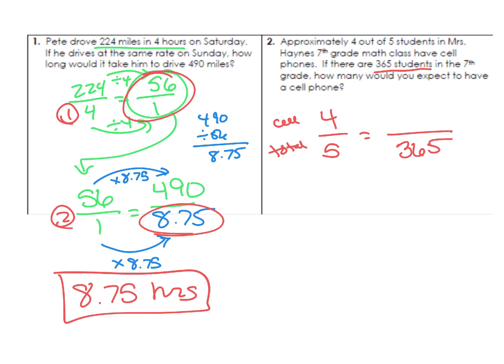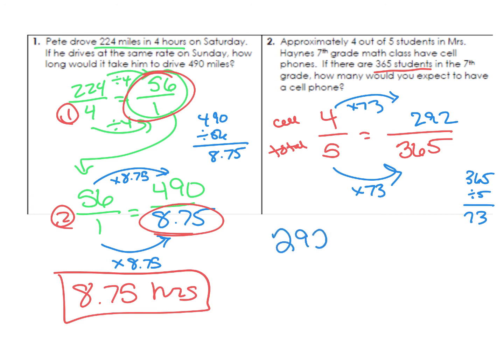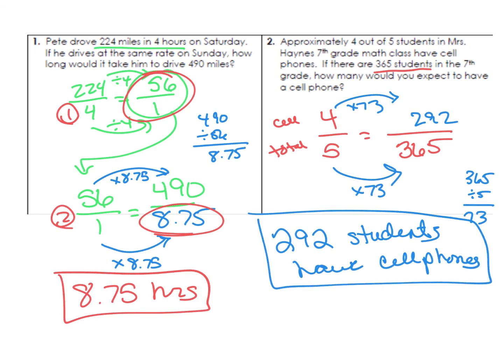So let's do the math. 365 divided by 5, and that is going to give us 73, I believe. So double check. 5 times 73 gives us 365. So 4 times 73, if I did my math right, gives us 292. So 292 students have cell phones. And there is our answer.